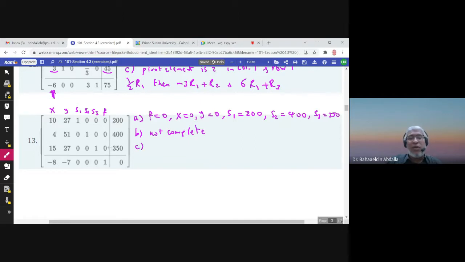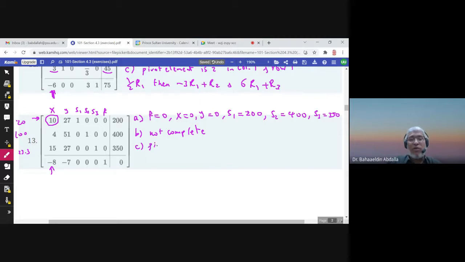Now, determine the pivot element. This is the most negative, so this is the pivot column. Now divide 200 by 10, that's 20. 400 divided by 4 is 100. And 350 divided by 15 is 23.3. So the smallest is 20. So this is the pivot row, and 10 is the pivot element.